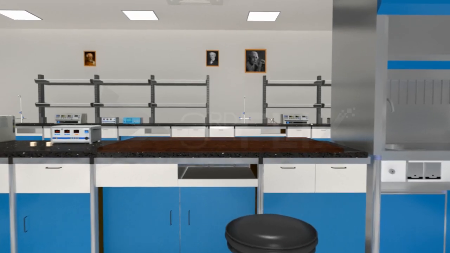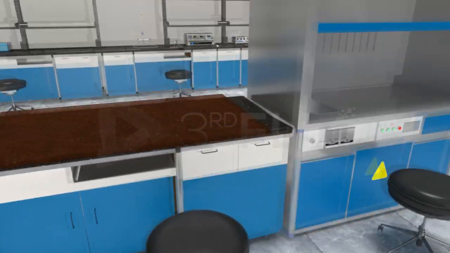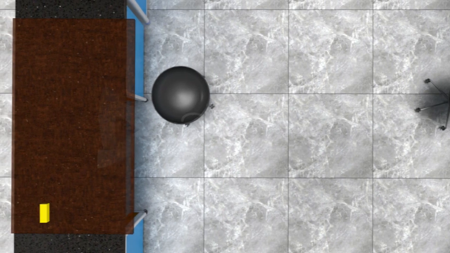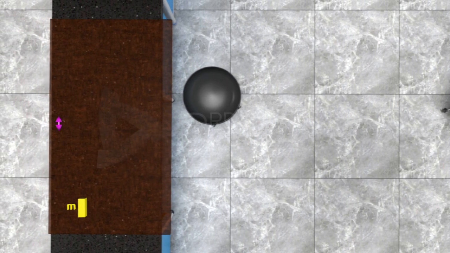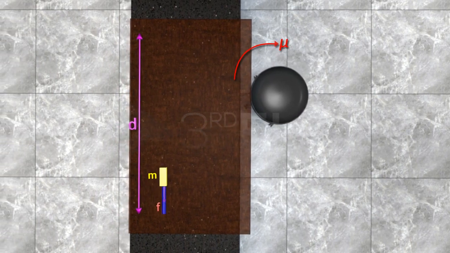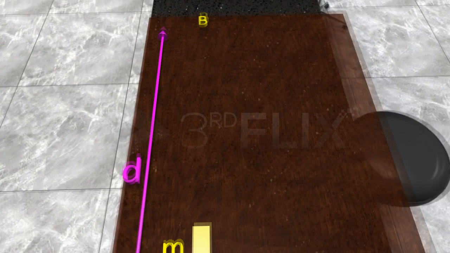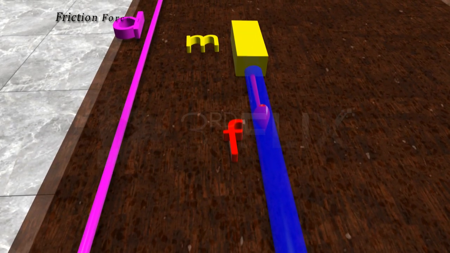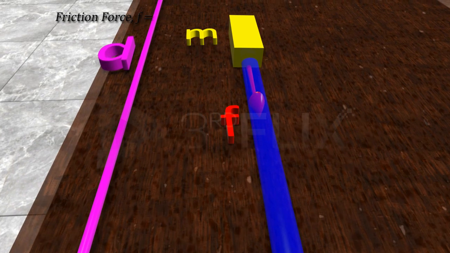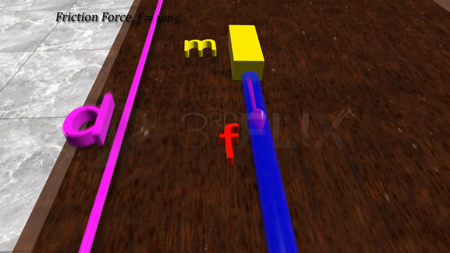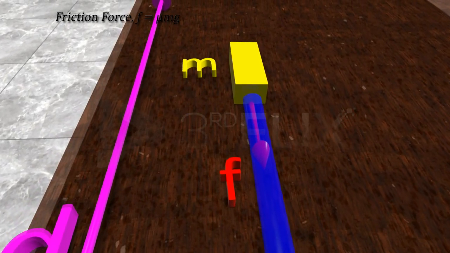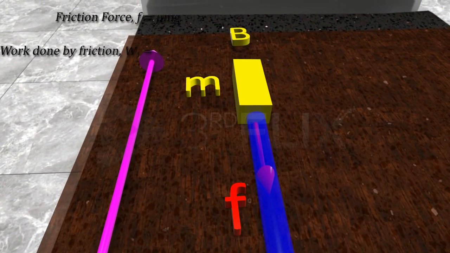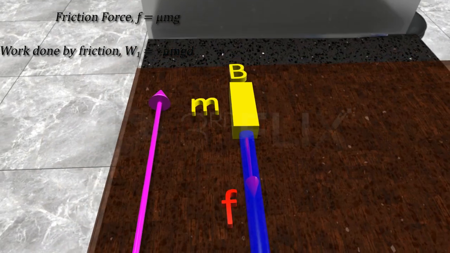Now, let us look at work done by friction in a roundabout motion. Consider an object of mass m that is moved very slowly through a distance d between points A and B in a straight line on a rough floor with coefficient of friction mu. The frictional force that exists between the surfaces is therefore mu mg. Friction, as you know, acts opposite to the direction of motion. Hence work done by it is minus mu mgd.